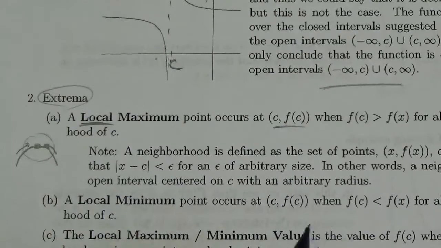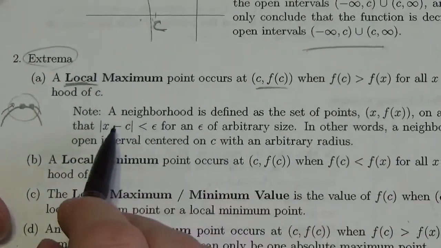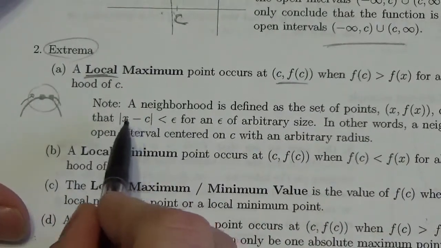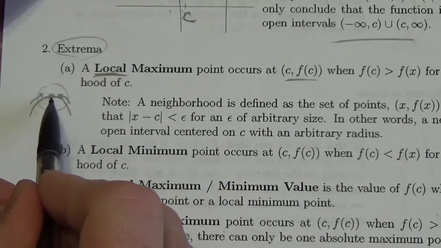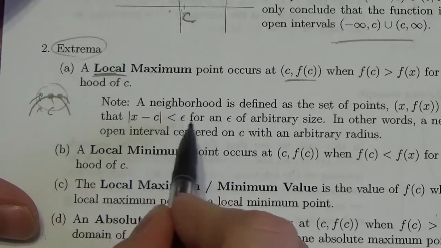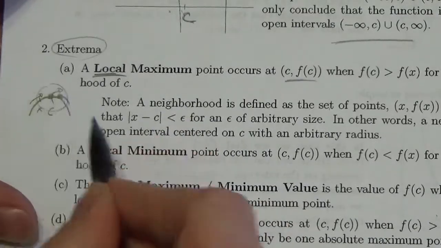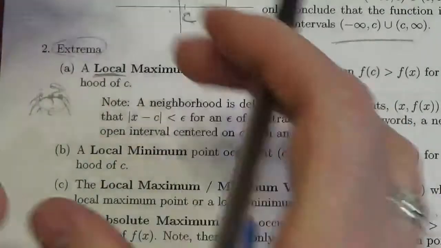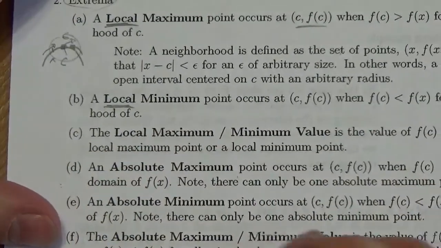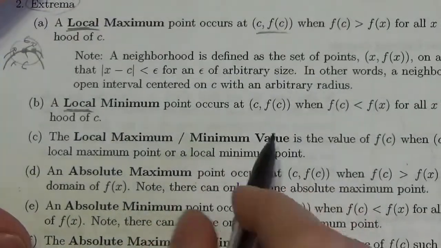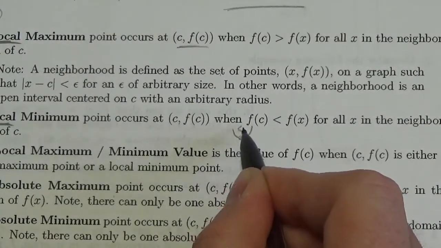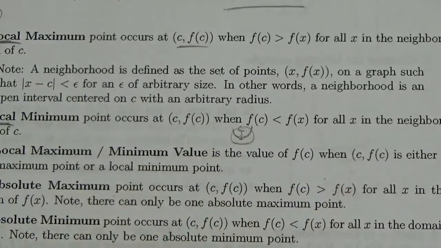Okay? And just right here, I've got the definition again for a neighborhood. It's defined as the set of points on a graph such that if you take the absolute value of the difference between x and c, so here's your c value, you take some point over here, as long as it's smaller than some epsilon, which would be the radius of this, it's considered inside that neighborhood. It's just inside that little circle, okay? Now a local minimum, again we're using the word local to imply this, is the same thing. It's just that f of c this time is less than all other points in the neighborhood.